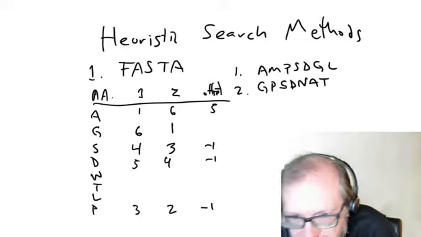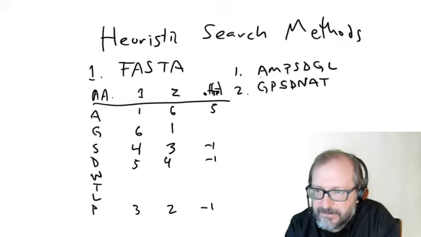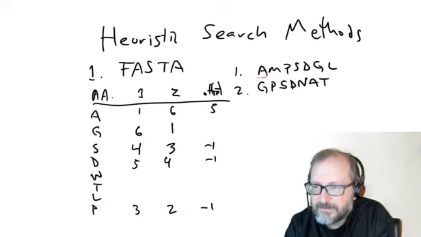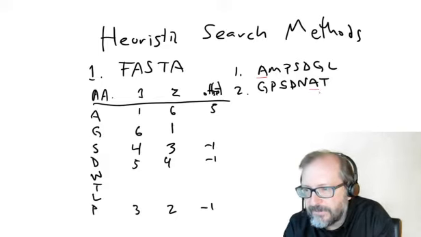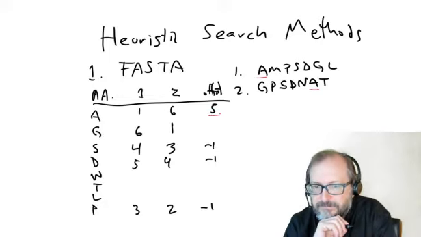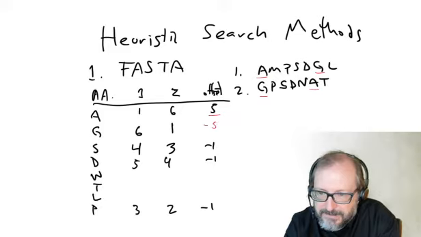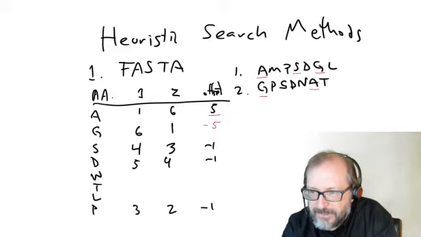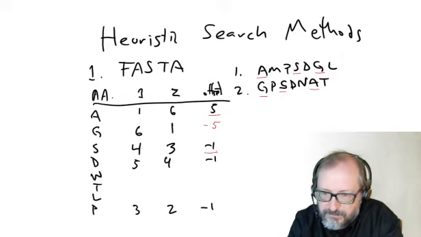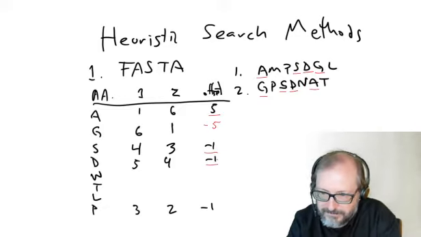So this is sort of what this hash table would look like. Let's say this is your query sequence, and you have an alanine at position 1, right? And then in your database or your subject sequence, you have an alanine at position 6. So the offset is 6 minus 1, or 5. Then your G, that occurs in your query at position 6, and your database at position 1. So here you have an offset of minus 5. Then you have S, occurs at position 4 and 3, and so that gives you an offset of minus 1. And there's a D that occurs at 5 and 4, so again gives you an offset of minus 1.